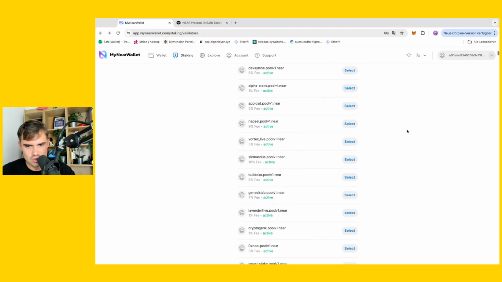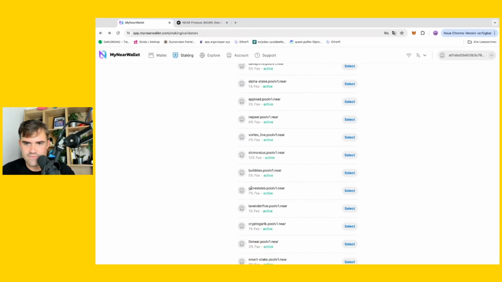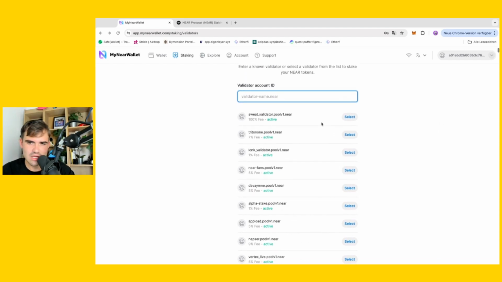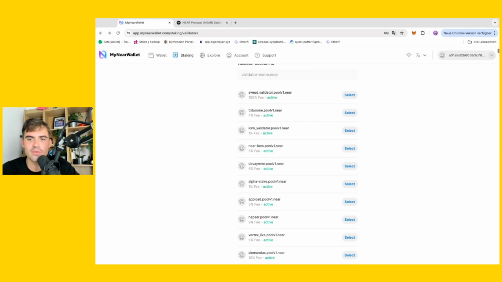A couple of things that you should always look at are the fees. On NEAR, this is actually much more extreme than the Cosmos. So you have all kinds of fees: 100%, 7%, 1%. One thing is super clear: stay away from 100% fee, because if you pay 100% fee, you don't earn a single staking reward. Then all of your staking rewards go to this one validator. So never ever stake with someone who promises you 100% fee, because that's essentially, you can stake with me, but you don't earn a single penny.